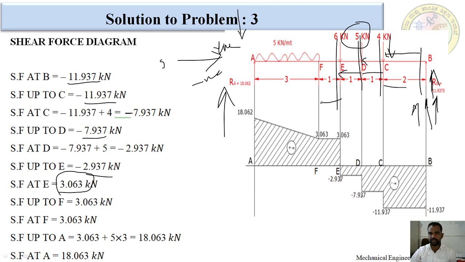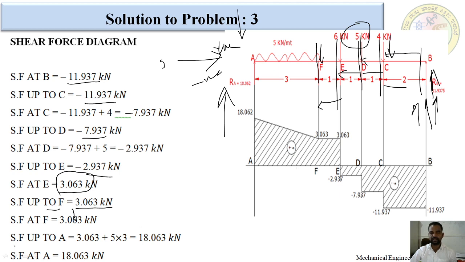Now up to this point we are having same load. Up to F point we are having same load, 3.063 kilonewton. Okay. After that, at F also same load. There is no load between these points. That's why at F point there will also be 3.063.